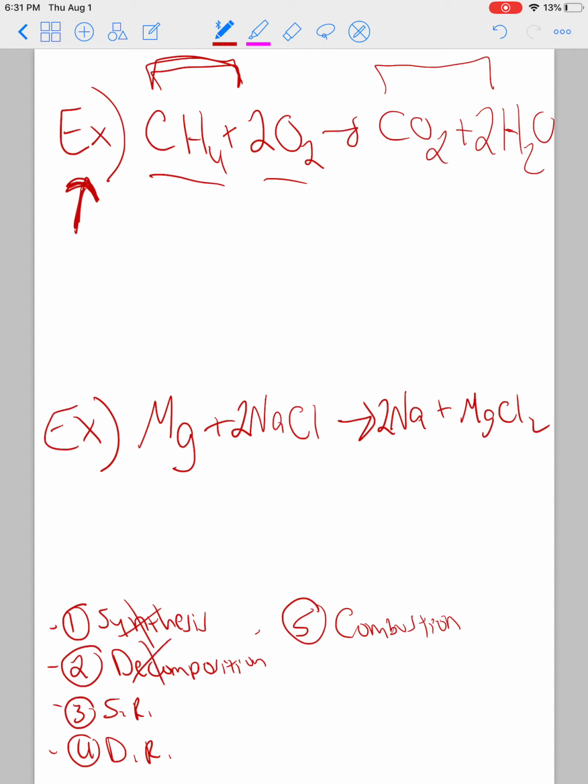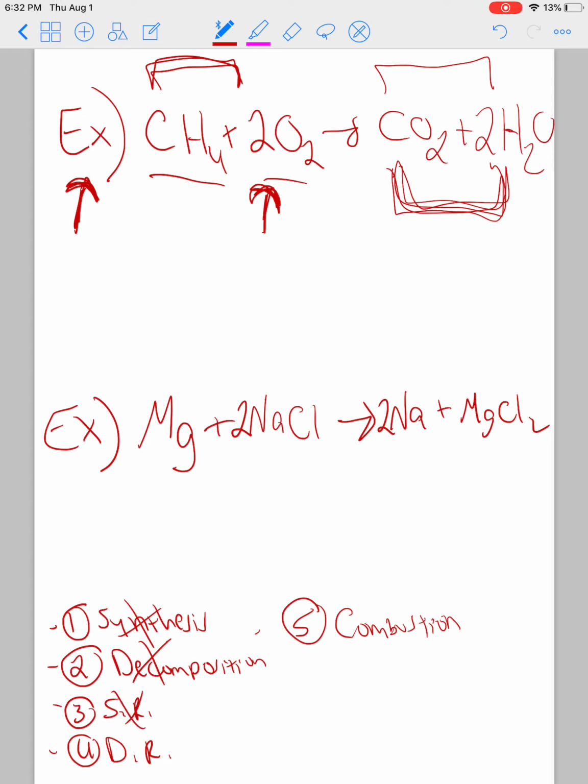Now, single replacement is when one single element reacts with a compound, switches places with the one that has a like charge, and then forms a new single element and a compound. Is there a single element over here? No, there is not. There is a single element right here, but a single element must be present on both the reactants and product side, and there's no single element over here. So it's not single replacement.